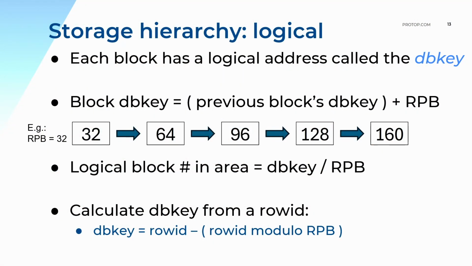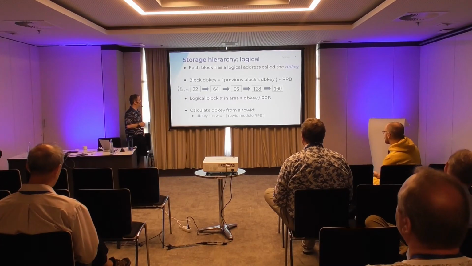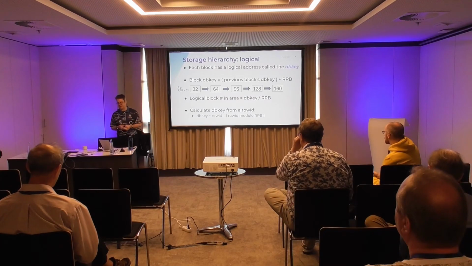Every block has a logical address that we call the DB key. And the DB keys are sequential and increase by an amount of RPB from one block to the next. So as you can see here, we have an example. If an area has an RPB of 32, then the blocks are going to start at 32, 64, 96, etc. They'll go up by an amount of RPB from one block to the next.